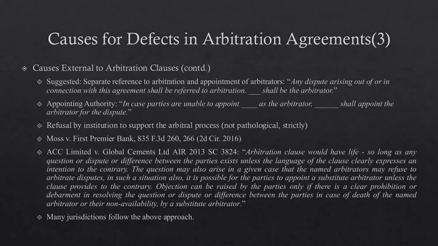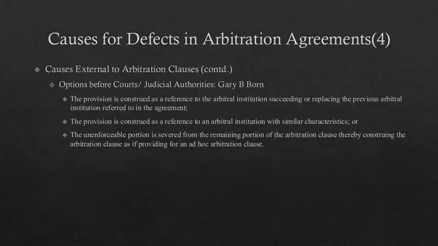As Gaillard's commentary notes, courts do one of the following three things. 1. The provision is construed as a reference to the arbitral institution succeeding or replacing the previous arbitral institution referred to in the agreement. 2. The provision is construed as a reference to an arbitral institution that has similar characteristics as that of the named arbitral institution. 3. The unenforceable portion is severed from the remaining portion of the arbitration clause, thereby construing the arbitration clause as if providing for an ad hoc arbitration clause.